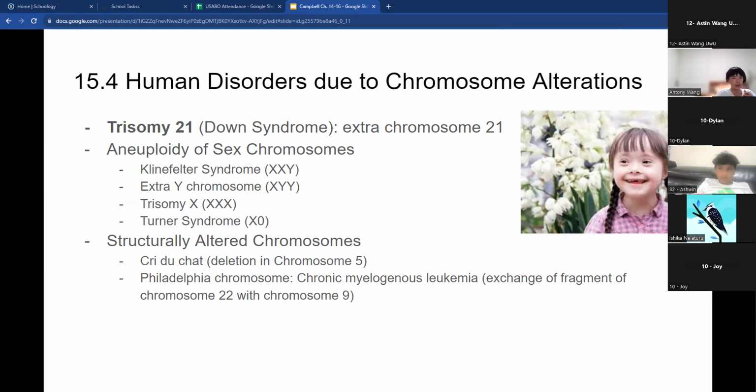Oh, thank you, Angela. That is what trisomy X can lead to.